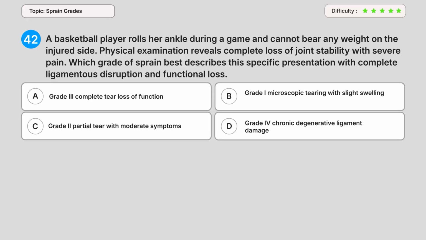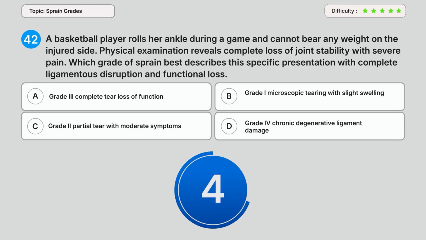A. Grade 3, complete tear loss of function. B. Grade I, microscopic tearing with slight swelling. C. Grade 2, partial tear with moderate symptoms. D. Grade 4, chronic degenerative ligament damage. What do you think is the answer?